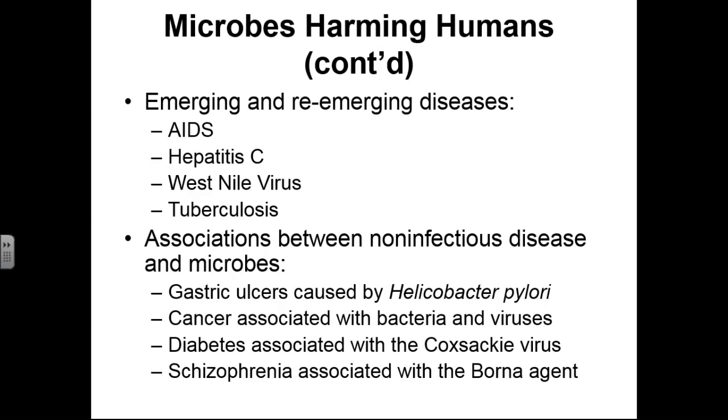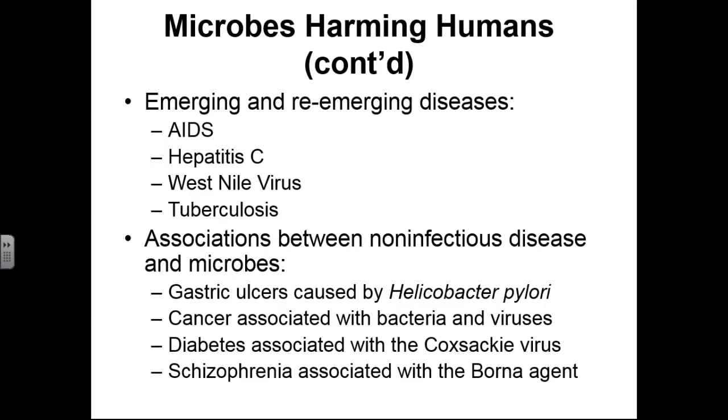Some diseases are correlated with a microbe. It's not necessarily that they are always caused by it, but they can be correlated with the presence of this microbe. A good example is a gastric ulcer or a stomach ulcer. It can be caused by Helicobacter pylori, a specific species of bacteria, or sometimes gastric ulcers or stomach ulcers happen when there is no Helicobacter pylori present.